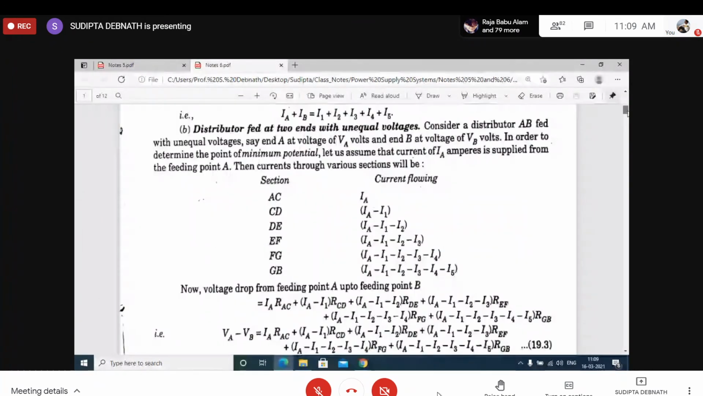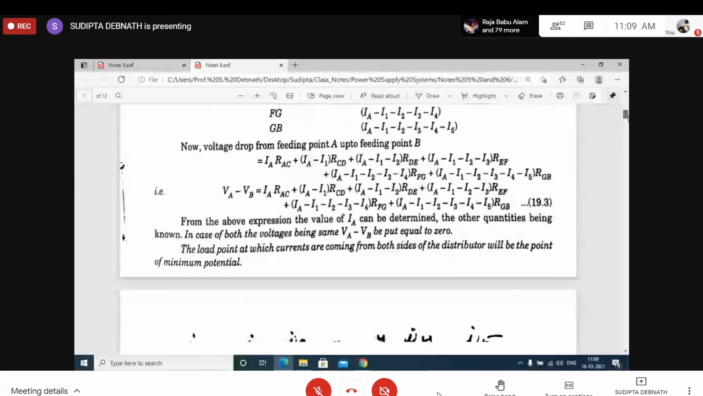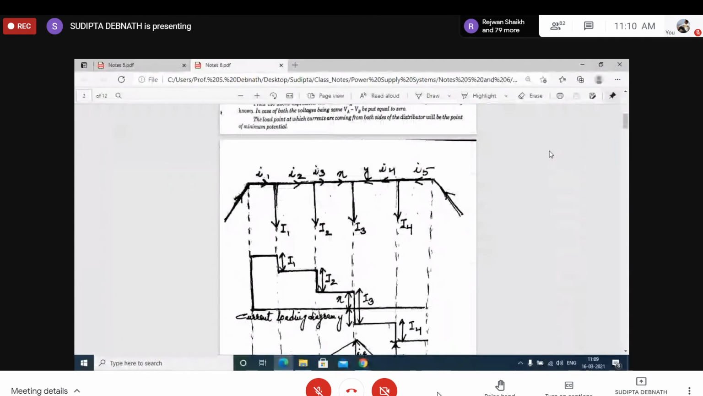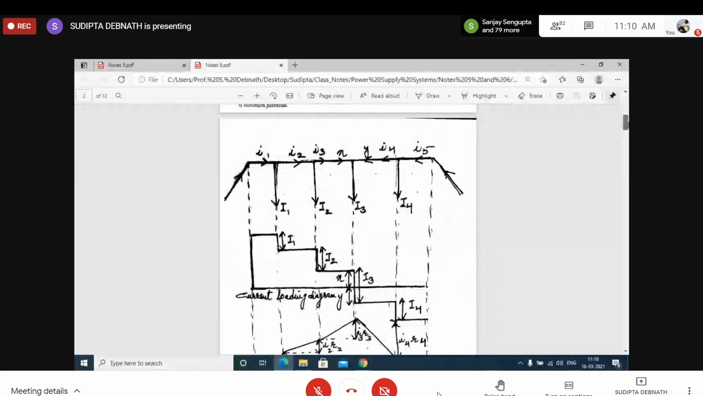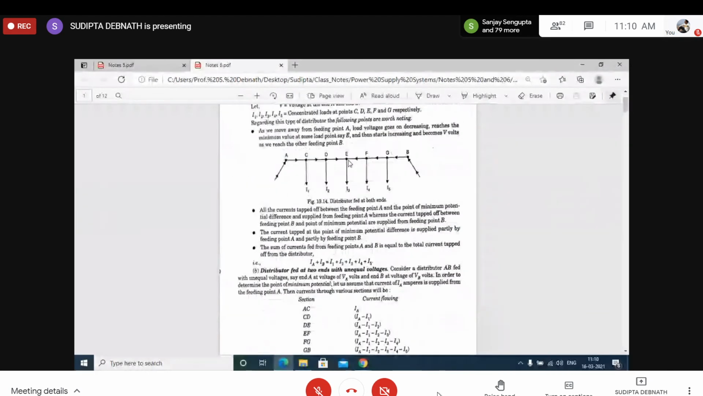So let us see the voltage drop and the current loading diagram. See, first the current loading diagram. Now what we have considered, just like this one, is that at point E the reversal of current direction takes place. That means E is the point of minimum potential. Here we have considered the current at this point E, so that means the current here is I3.